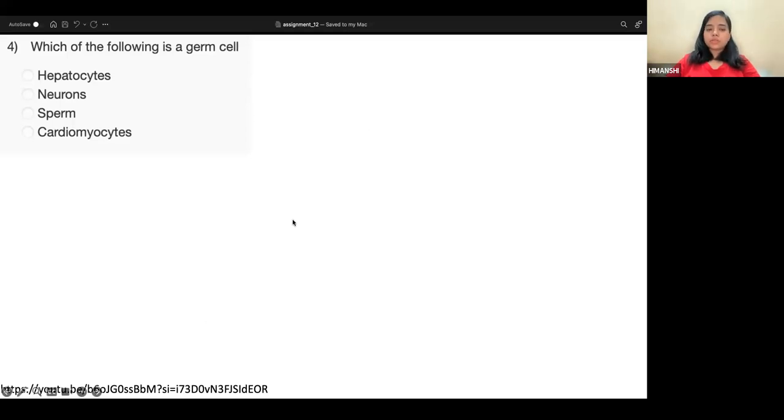Also, I want you guys to think, what is the difference between a germ cell and a somatic cell, because these are the two different types of cells in our body, right? Germ cell and somatic cell. So what are the major differences between a germ cell and a somatic cell, and why the correct answer is correct and why the wrong answers here in this particular question are wrong?